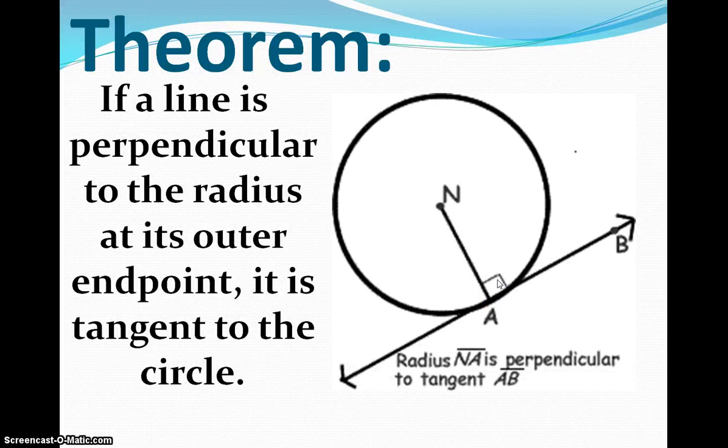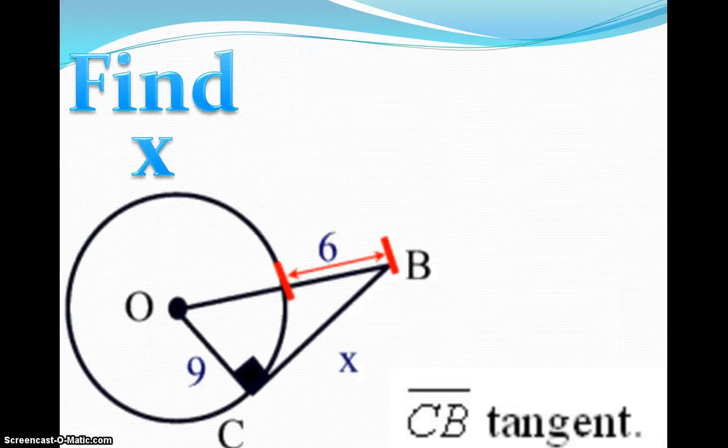If a line is perpendicular to the radius at its outer edge, then we know that it is also tangent to the circle. That is just the flip of it, the converse of our original theorem, and you're going to explore that process the same way as the one before. If I know that it is perpendicular, then I can say that it is tangent, whereas the other one said that if I know it's tangent, then I know it's perpendicular. So this one's just the converse of that.